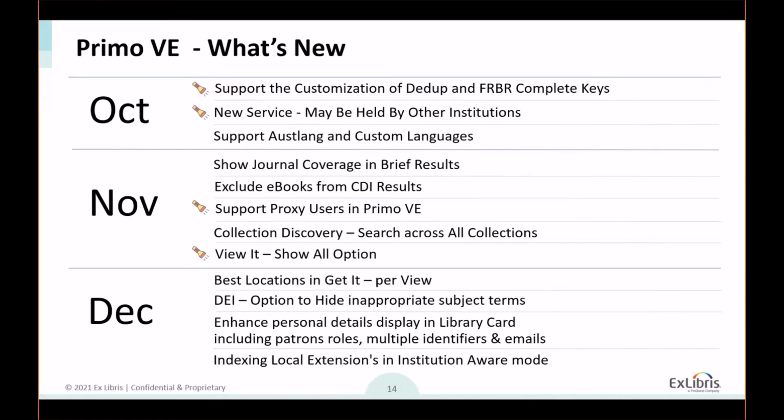That means that if I'm in one institution and I have a local extension, a facet that is defined on a local extension, I would like to see in this facet only the values that are coming from my institution. I don't want to see values that are coming from other institutions. So we are changing the way that we index, supporting the local extension there. So this is also coming in the December release for Primo VE.